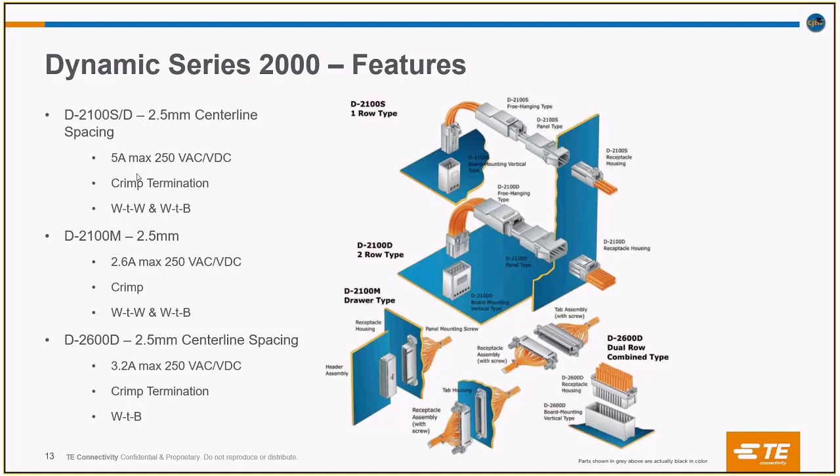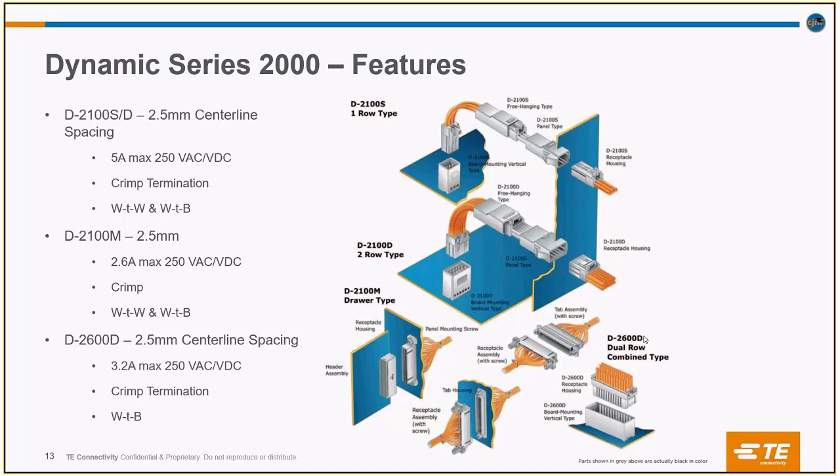Only the current carrying capacity differs, which is 5 amp in case of 2100S and D, 2.6 amp in case of 2100M, and 3.2 amp in case of 2600D. The wire size that the Dynamic Series 2000 can use is 18 AWG. So the 2000 only uses 18 AWG.